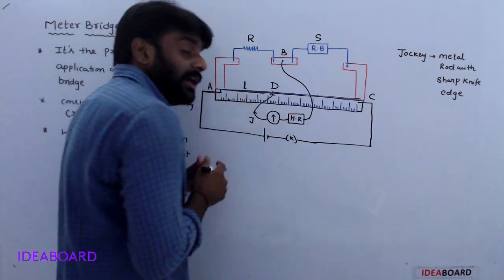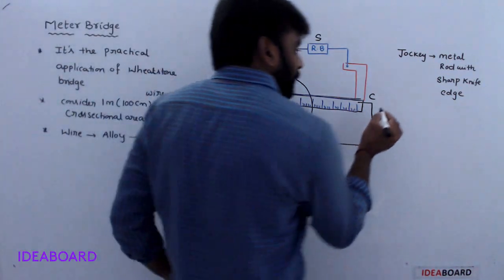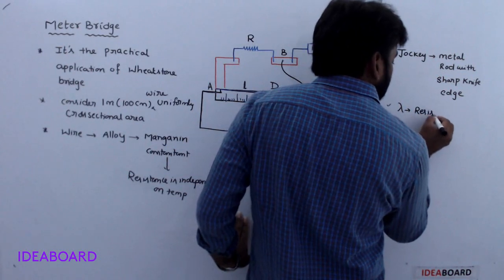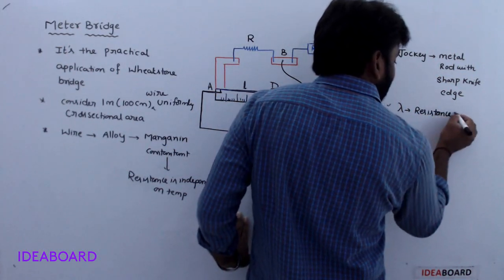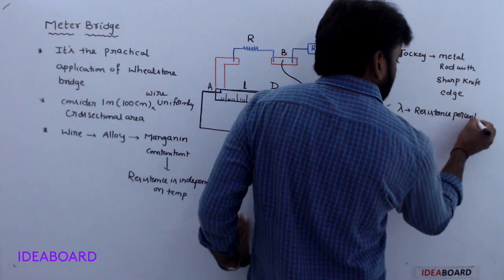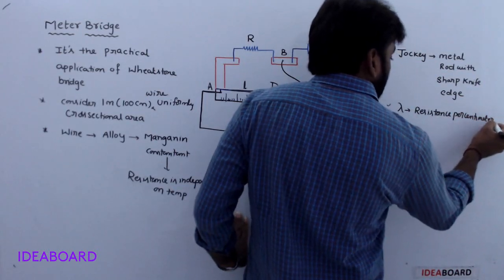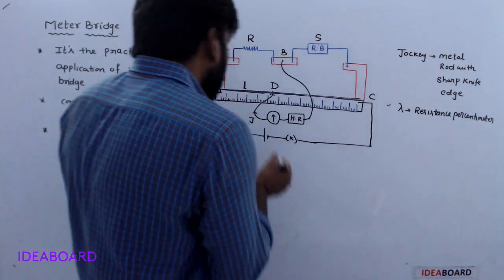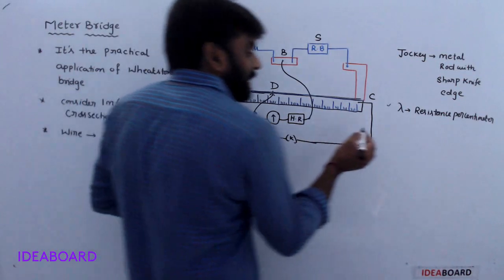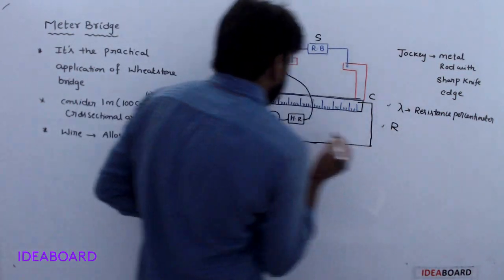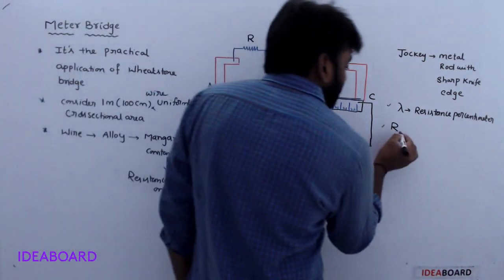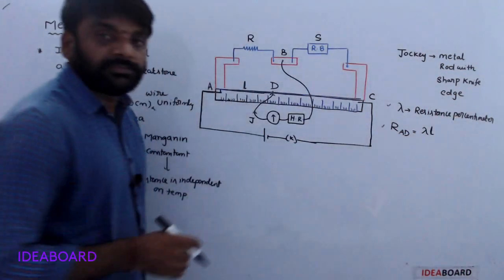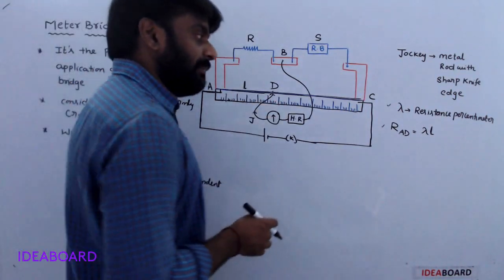In this length also, resistance is there. For example, lambda is the resistance per centimeter. Understood? Here lambda is the resistance per centimeter. Now here the balancing length is L. That means the resistance in AD is equal to lambda into L.